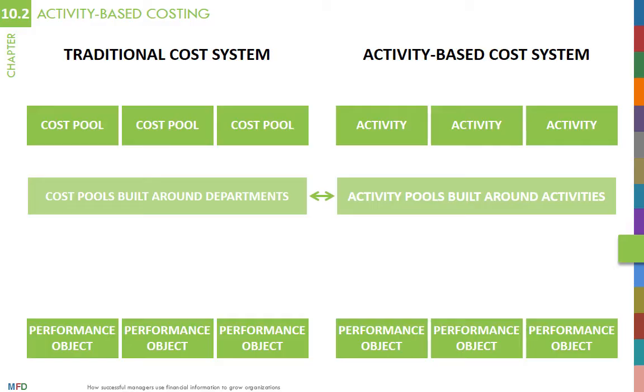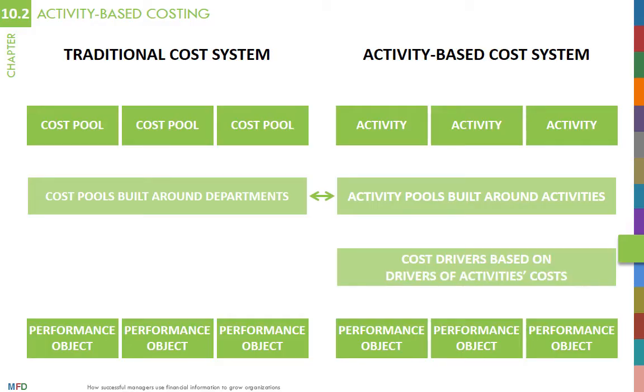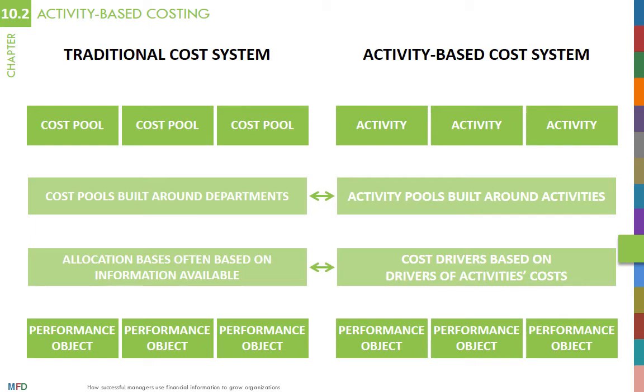2. A system allocating costs based on causality. Traditional cost systems allocate indirect costs from cost pools to performance objects without paying too much attention to whether the allocation bases reflect the use of the resources in cost pools. ABC is much more careful at selecting these allocation bases, called cost drivers. The ABC designer analyzes what drives the demand for resources of an activity and selects this driver to allocate costs to performance objects.